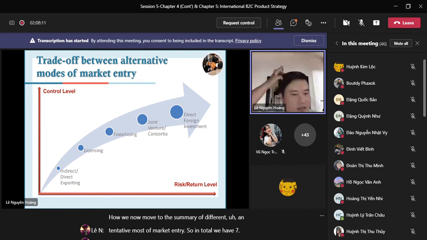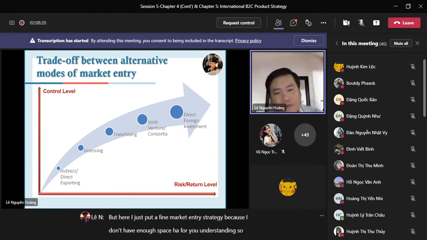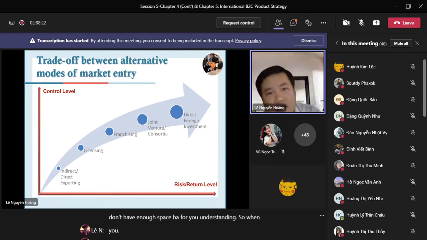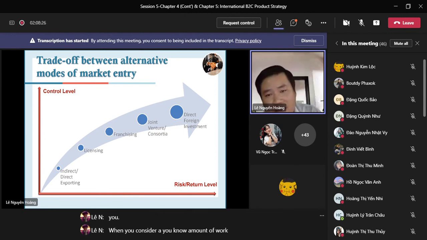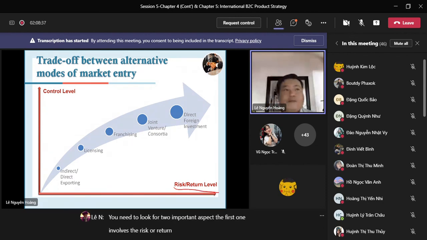But here I just put 5 market entry strategies because I don't have enough space. Is that clear for your understanding? When you consider a mode of market entry, you need to look at 2 important aspects. The first one involves the risk or return level, and the other involves the control level.